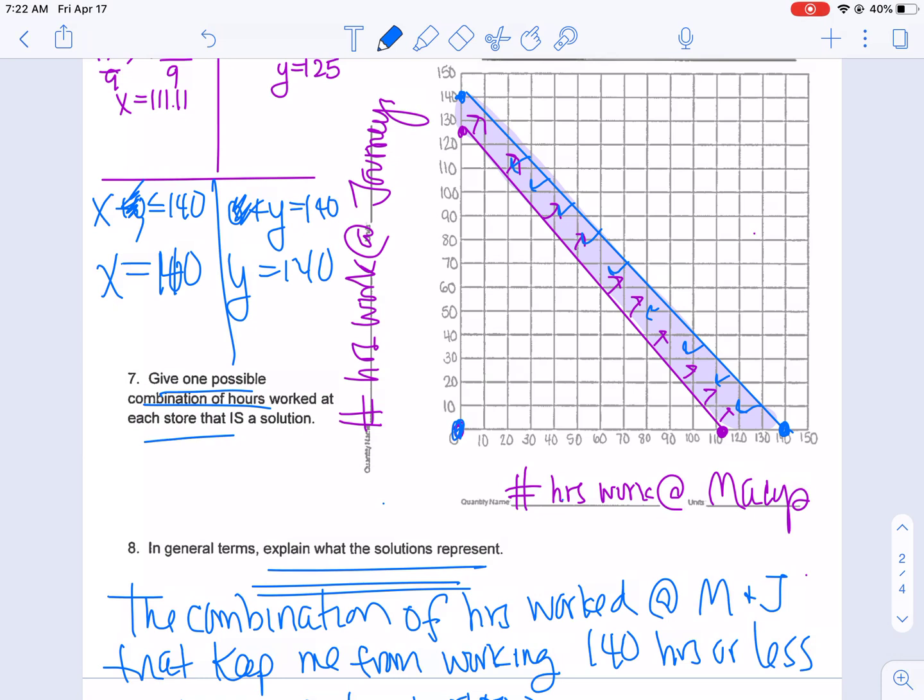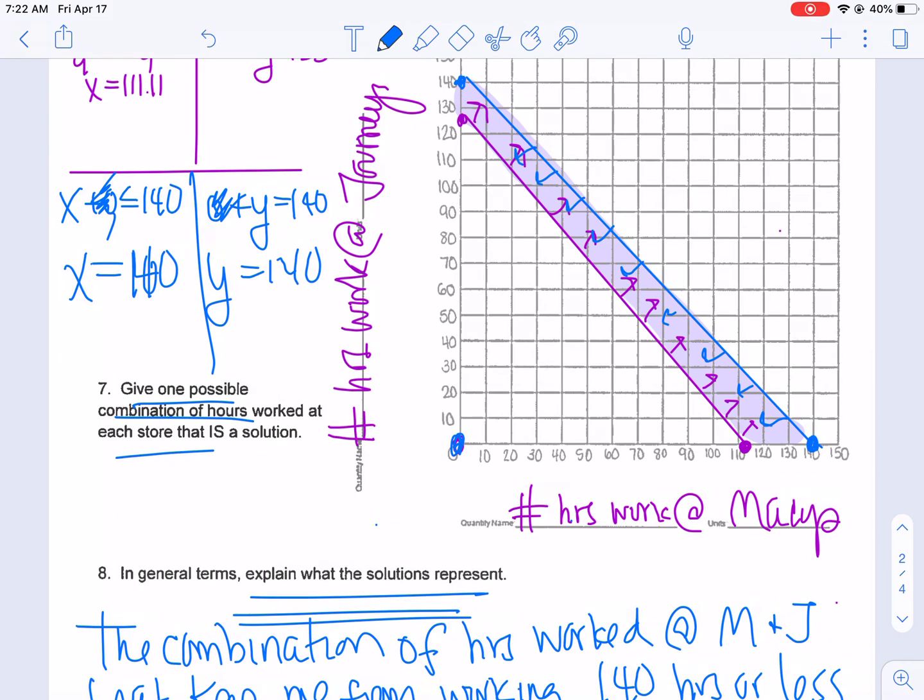Right? So if you want to be most efficient, it says give one possible combination of hours worked at each store that is a solution. Well, you can say, hold on, how many hours do I have to work? I can work 60 hours at Macy's and 70 hours at Journeys, and that's 130 hours. Or I can maybe try to work a ton more at Macy's since I make a little more money. 110 at Macy's and only 10 at Journeys. That's 120 hours. You could be most efficient. Well, that's 10 hours less. So 110 at Macy's and 10 at Journeys.